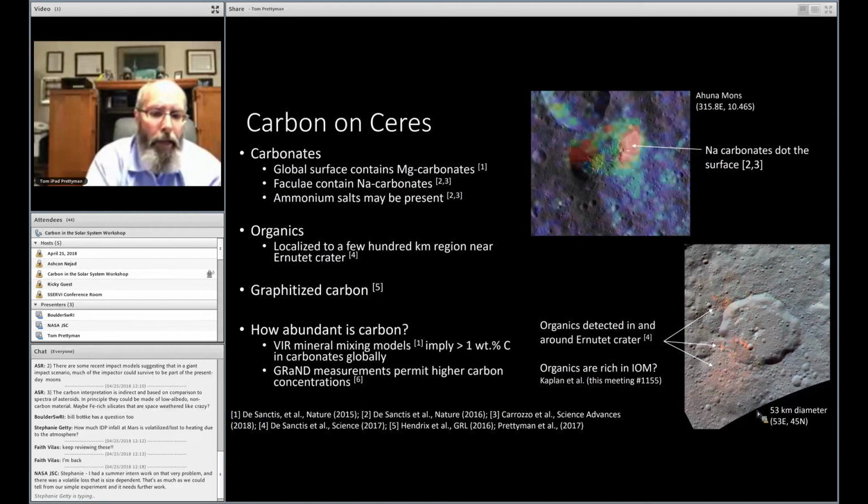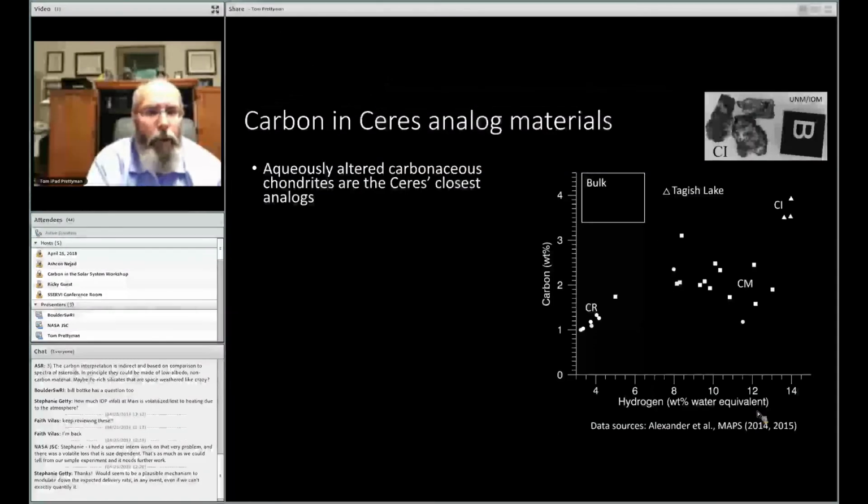From the VIR data, we can get constraints on how much elemental carbon might be there, just based on mixing models. And the mixing models imply a minimum of about 1 weight percent carbon on the surface of Ceres in the form of carbonates. And you'll see in a moment that GRaND measurements permit higher carbon concentrations. So before I get to the GRaND measurements, we may as well say something about Ceres analog materials. These are the aqueously altered carbonaceous chondrites.